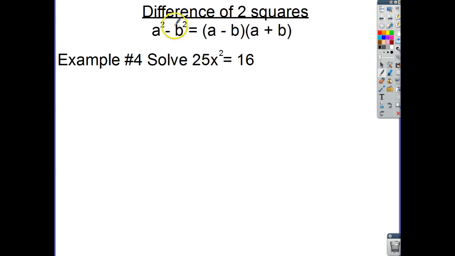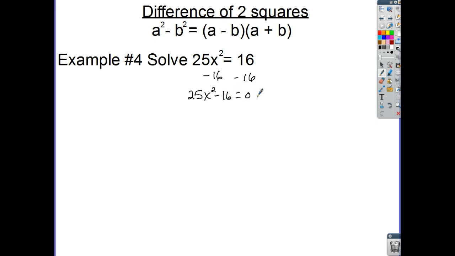Okay, now we're going to deal with what I mentioned earlier was the difference of two squares. And this is the formula: a squared minus b squared is equal to a minus b in parentheses times a plus b in parentheses. So in example number 4, we're going to go ahead and get it equal to 0. So we're going to subtract 16 from both sides. We get 25x squared minus 16 equals 0.